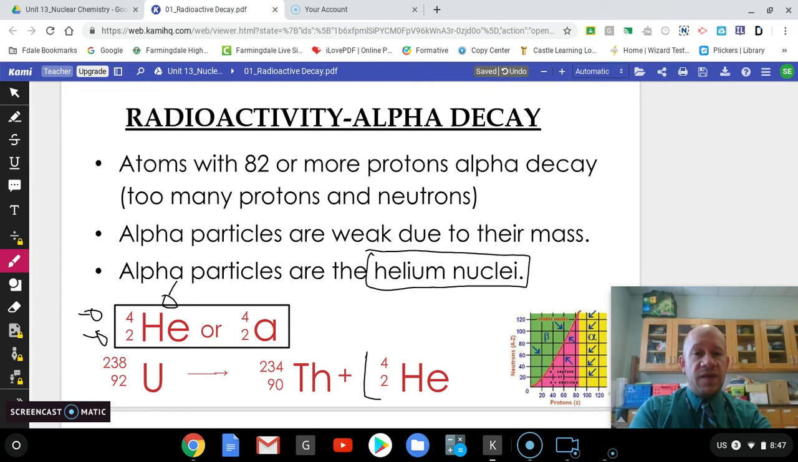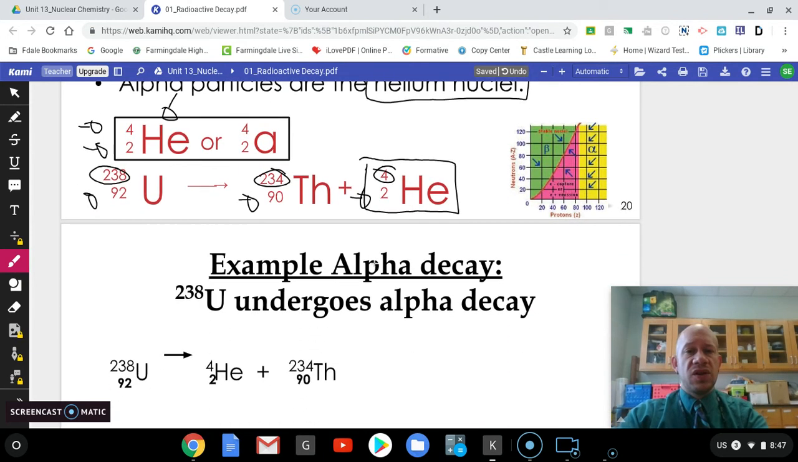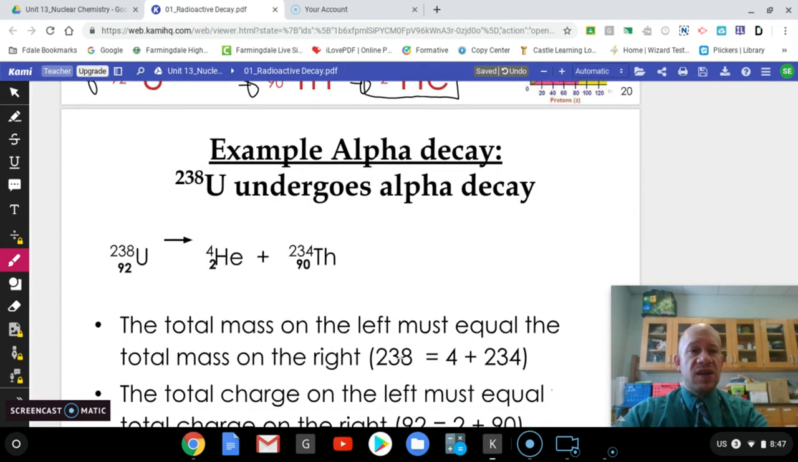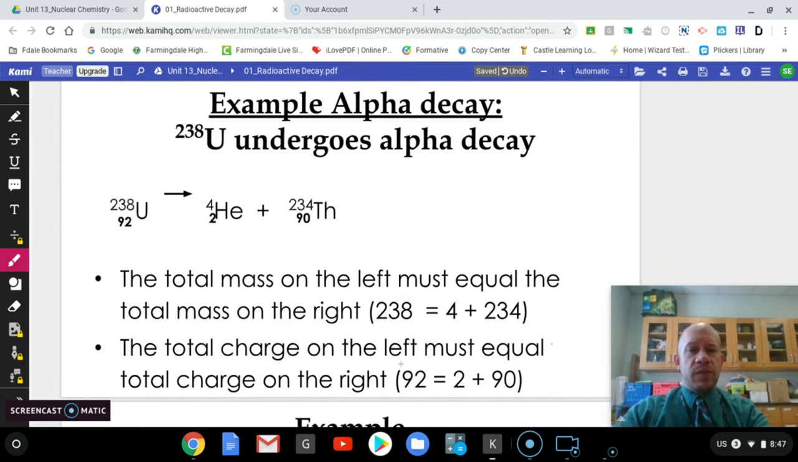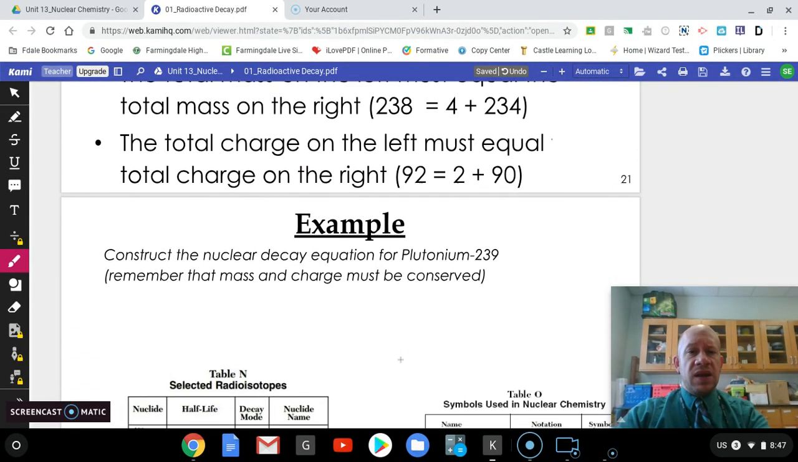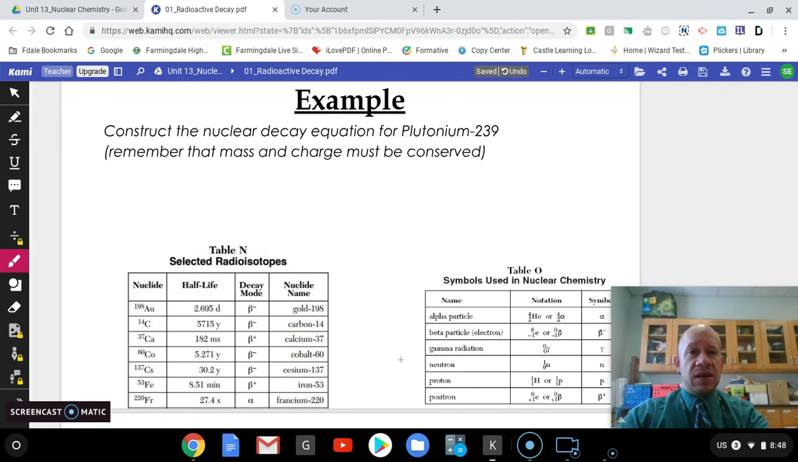So I have alpha particle as one of my products. The mass on the top has to equal the mass on the top, so 234 plus 4, and the charge on the bottom has to equal the charge on the bottom. So for example, I just did that. And plutonium-239. So remember, the mass and charge must be conserved.